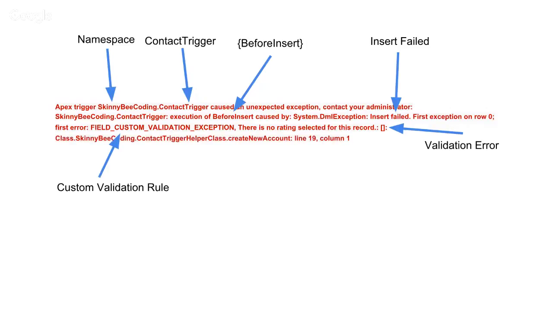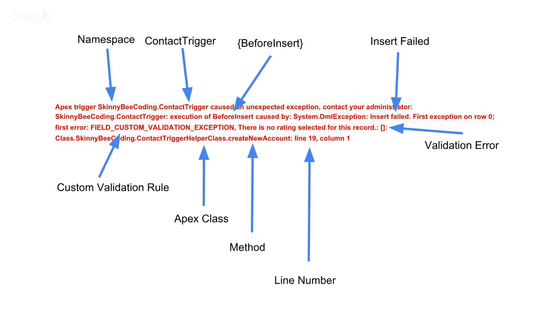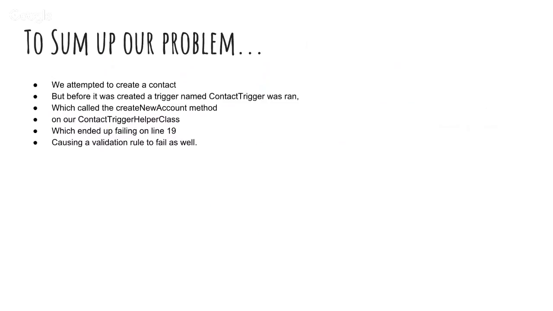All right, so we still don't know what is going on just yet, but we officially know where to go. It turns out that the last thing that was happening in our code happened on line 19 of our contact trigger helper class in a method called create new account. This is starting to make sense. Okay, so to sum up our problem, we attempted to create a contact, but before it was created, a trigger named contact trigger was ran, which called the create new account method on our contact trigger helper class, which ended up failing on line 19, causing a validation rule to fail as well.